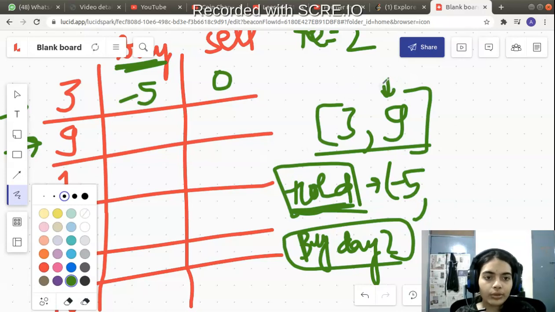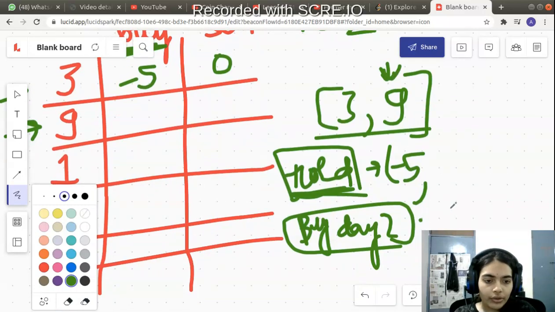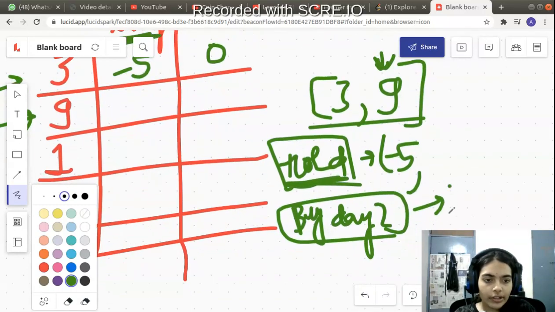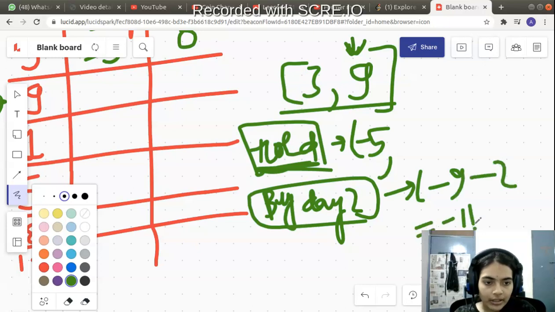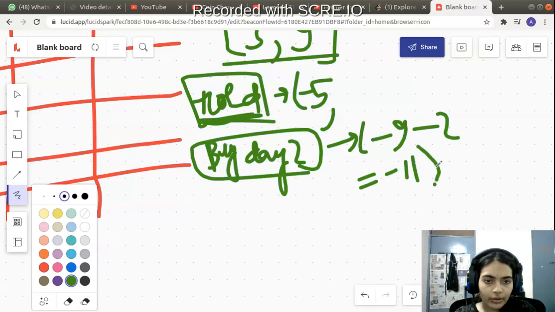So if you are buying on day 2, you would not have bought on day 1. So you had this option. If you buy on day 2, how much cost will you have to pay? You will have to pay the cost of 9 rupees plus transaction fee, right? 9 rupees is the stock price and transaction fee is 2 rupees. So minus 9 minus 2 is minus 11. So you have this particular option.